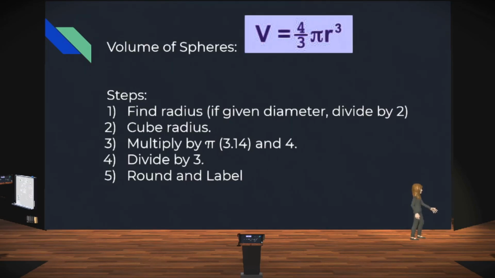So same steps, except you are going to cube the radius. Make sure that you multiply that number times itself 3 times. And then not only are you still dividing by 3, but now we have to multiply by 4 because that's the numerator of your fraction. So let's do an example.